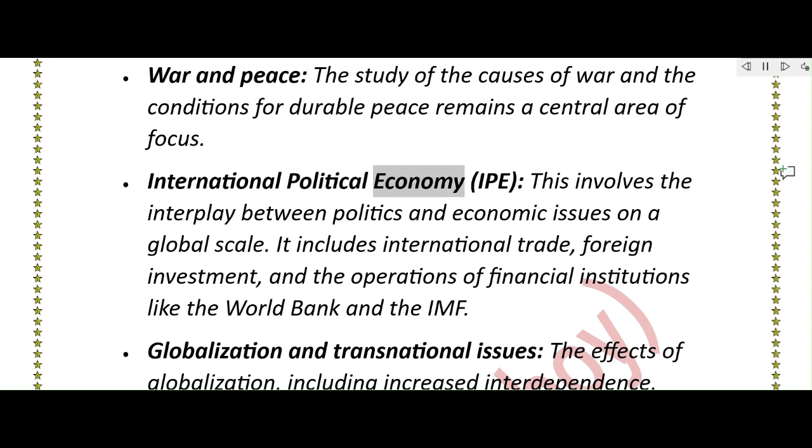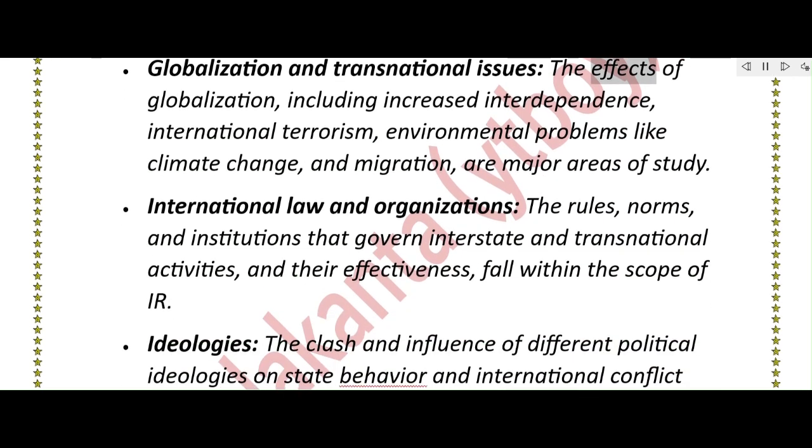International political economy, IPE. This involves the interplay between politics and economic issues on a global scale. It includes international trade, foreign investment, and the operations of financial institutions like the World Bank and the IMF. Globalization and transnational issues. The effects of globalization, including increased interdependence, international terrorism, environmental problems like climate change, and migration, are major areas of study.